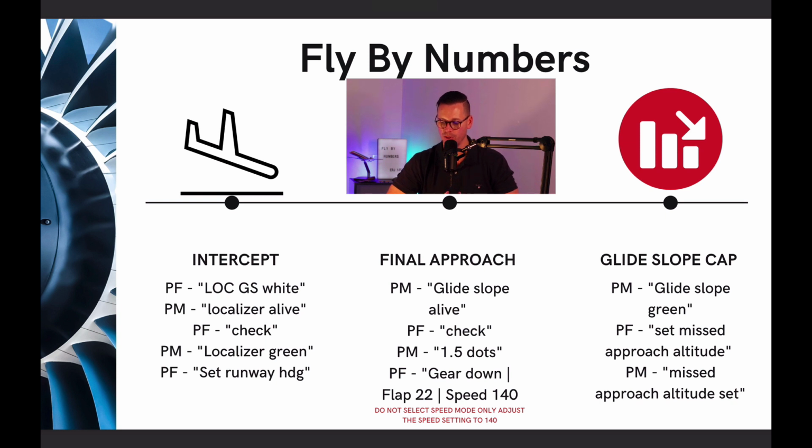When the glide slope is captured, it will turn green. So glide slope green, pilot flying, set missed approach altitude. This is an important call because it's the only time we can get our missed approach altitude set. And on interception of the glide slope is the best time to set your missed approach altitude. So those calls there are critical as well. Glide slope green, set missed approach altitude set.